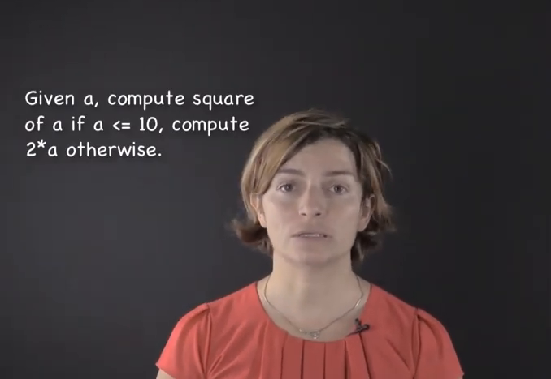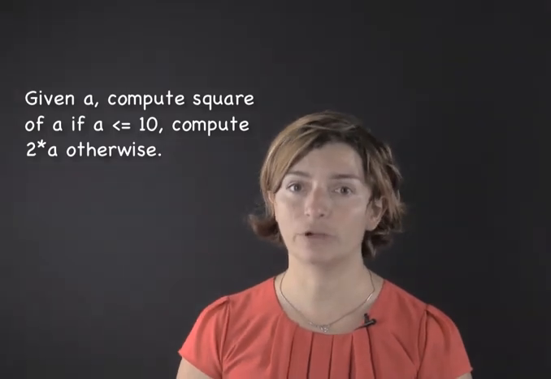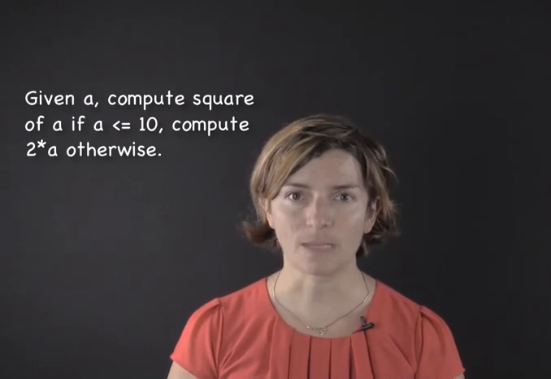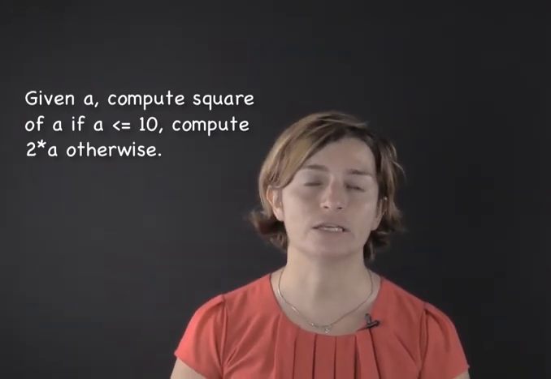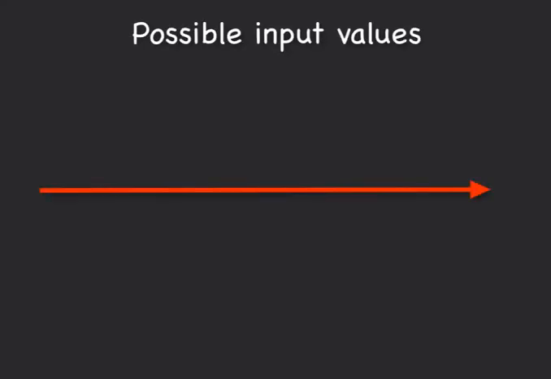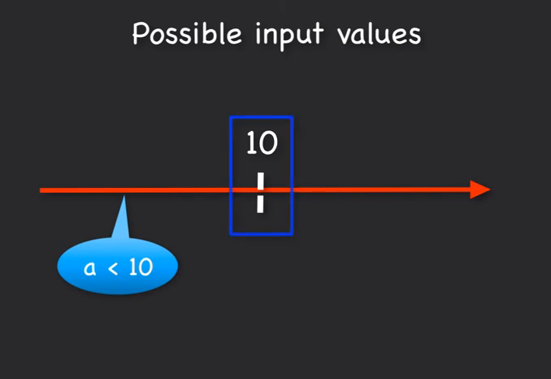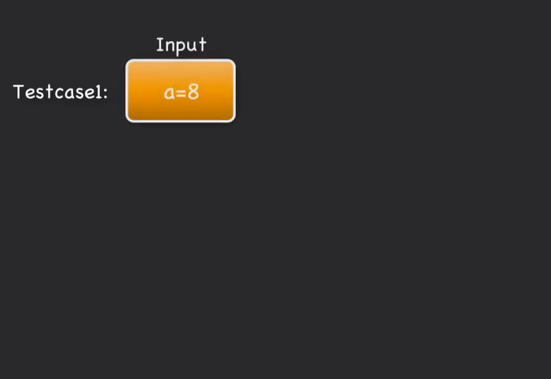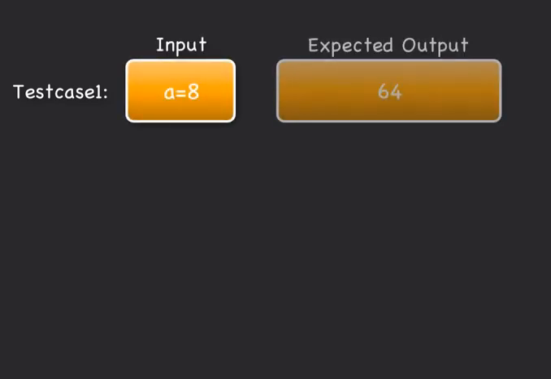Let's try another example. Let's say we have a program that, given a variable a, will compute the square of a if a is smaller or equal to 10, and will double the value of a otherwise. We can set up the test cases without actually looking at the code. In this setting, there are three kinds of input: those smaller than 10, equal to 10, and greater than 10. In our first test case, we will pick a number smaller than 10, say 8. The result of the program should be 64, because 8 times 8 is 64.